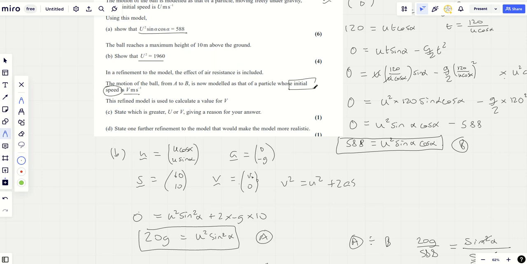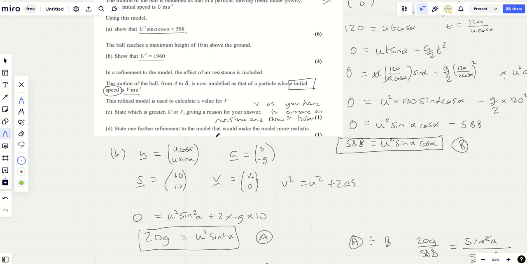That's poor of Edexcel choosing that letter. I would have gone for a different letter myself, because V is obviously often final speed. But anyway, the refined model took air resistance into account, so you're going to have to throw it with stronger values. So I think V should be larger. Yeah, V is larger, as you have to overcome the air resistance, so you've got to throw it faster.